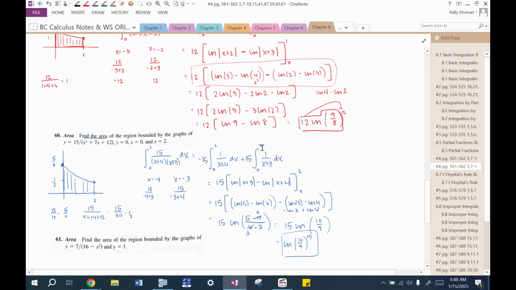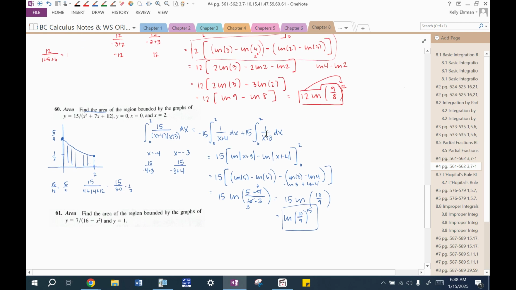Okay, so I think that's as far as I would take number 60. Again, for free response, you do not have to condense all the way down. But if we're looking at multiple choice answers, I would bet that we're going to see condensed answers.